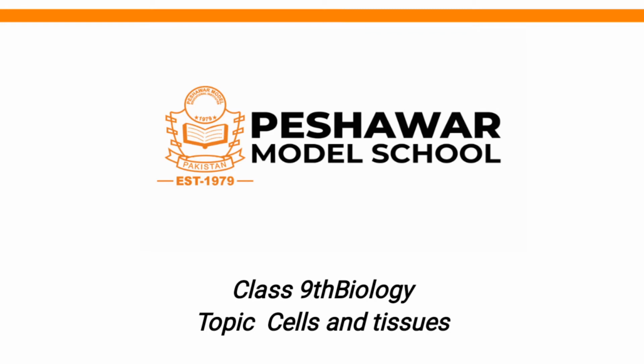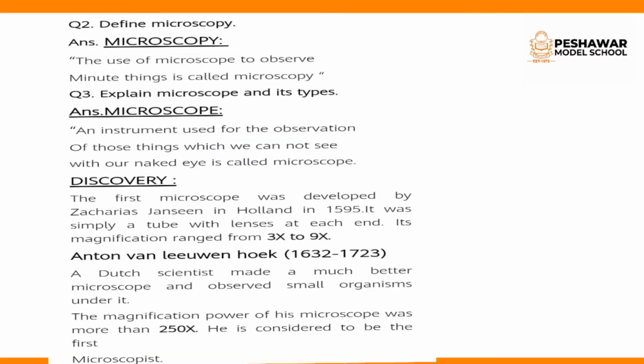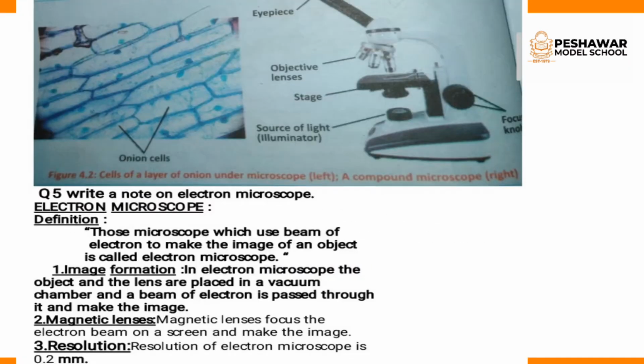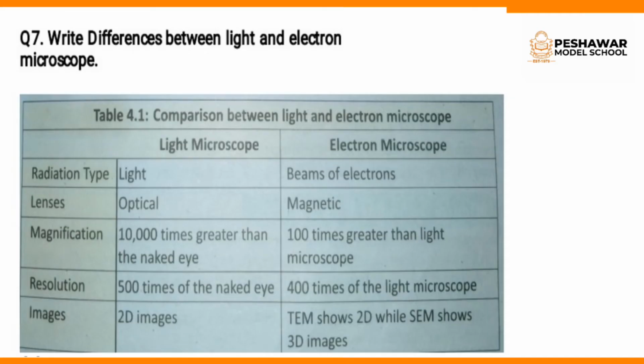Today we will carry on chapter number 4, Cells and Tissues, which is the first chapter of your new class. In the previous lecture we discussed a lot about the microscope, the types of microscope, the magnification power of the microscope, the resolution of the microscope, the definition of the cell, and the discovery of the microscope. In today's class, we will discuss the differences between the electron microscope and the light microscope.